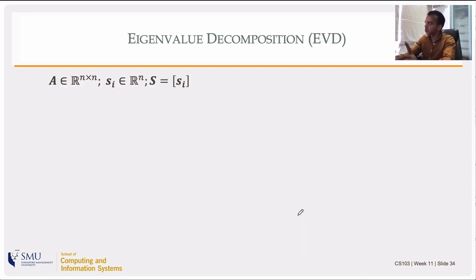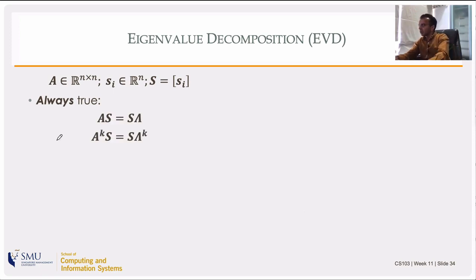So AS equal to S lambda. That is always true, regardless of how many eigenvectors you have, what the algebraic multiplicity is, and the geometric multiplicity. All those things are irrelevant, because we did not make any assumption. AS equal to S lambda is always true, which means if I multiply both sides by A again, what will happen? AS is equal to S lambda.